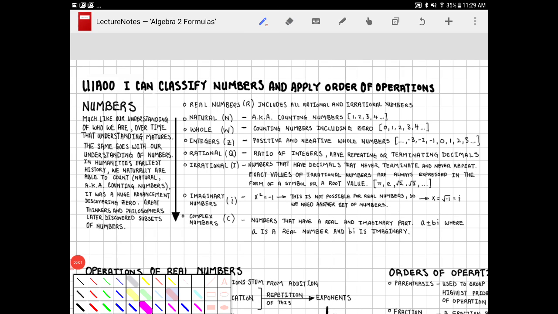Hello students, this is lesson U1A00. By the end of the lesson, you should be able to say I can classify numbers and apply order of operations. So let's take a look.